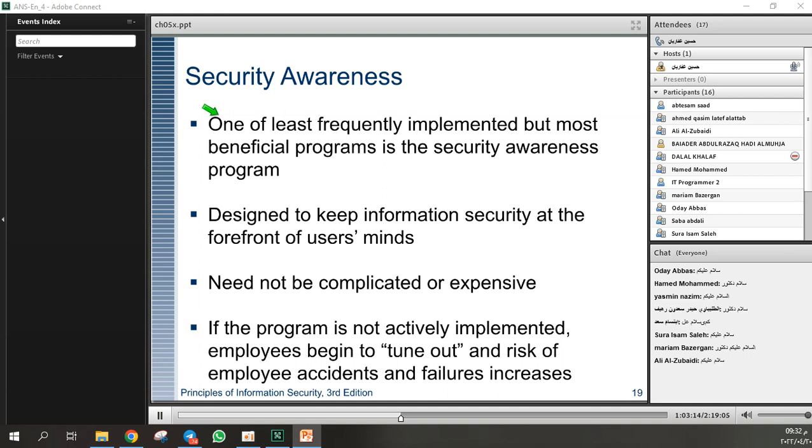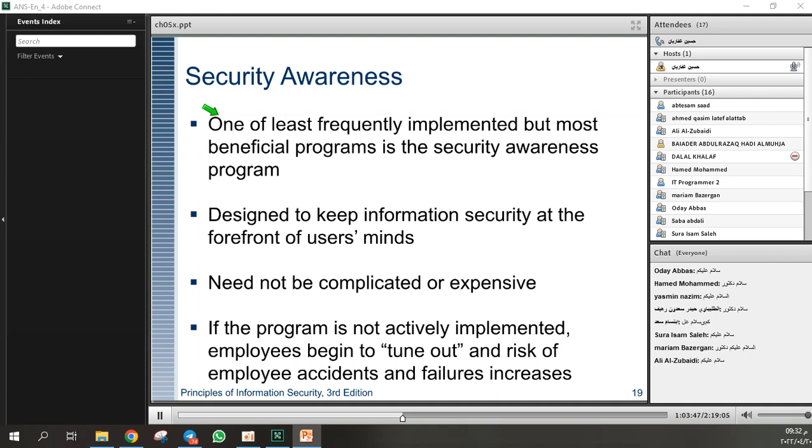The third one is security awareness. You know, I passed some education levels. Okay, I passed some training periods. Okay, is it enough? No. Why? Because I'm a human. During the time, I will forget some rules, some policies. I will forget. So we need a security awareness program.